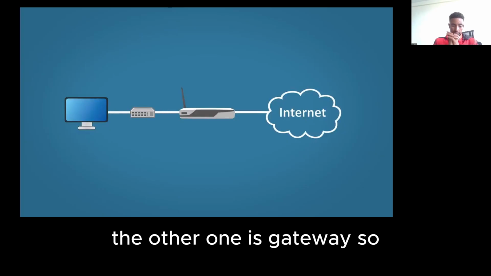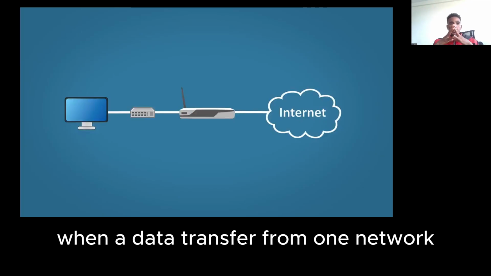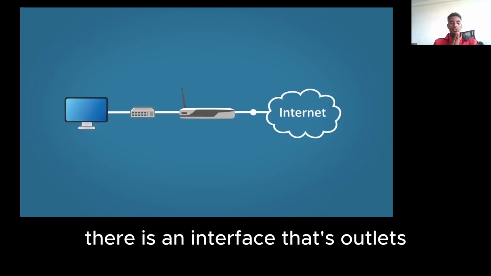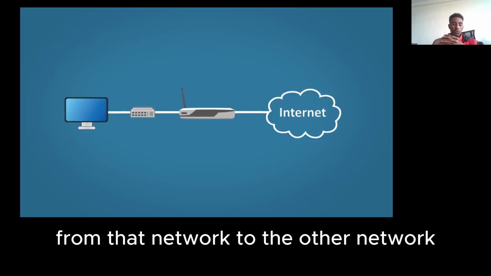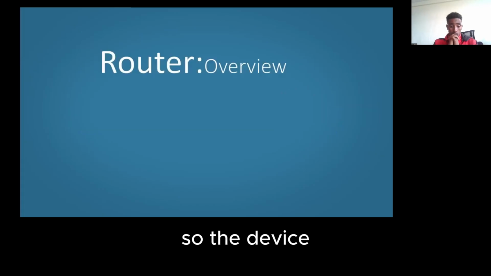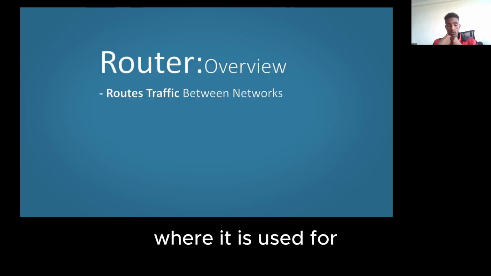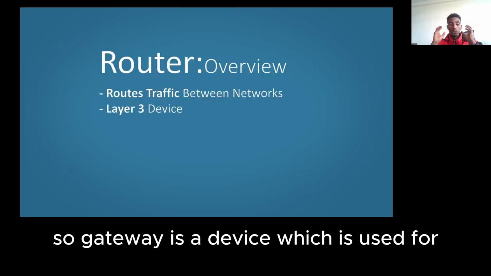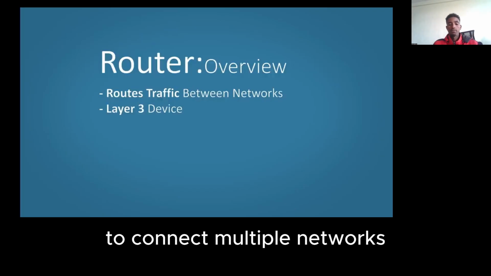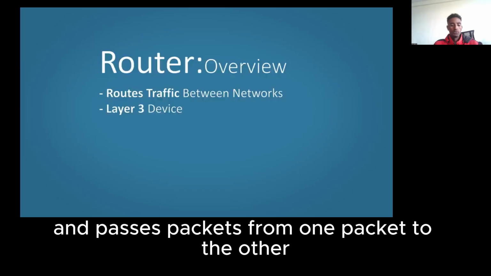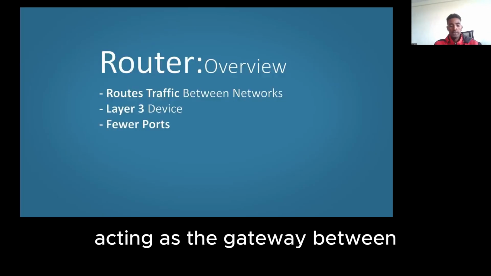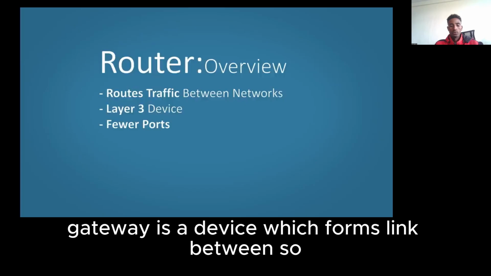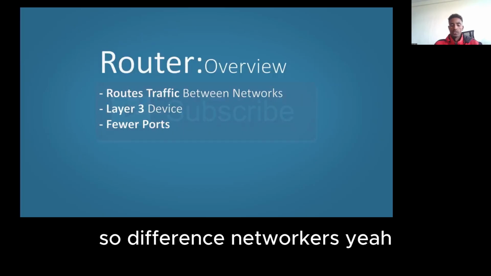The other one is gateway. So when data is transferred from one network to the other network, there is an interface that serves as the outlet from that network to the other network. The device used for this outlet is known as a gateway. So a gateway is a device which is used to connect multiple networks and passes packets from one network to the other network, acting as the gateway between different network systems or computer programs. Gateway is a device which forms a link between those different networks.